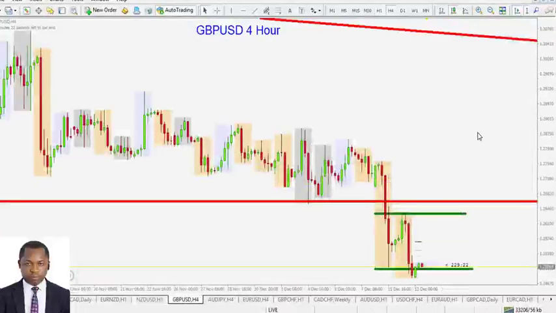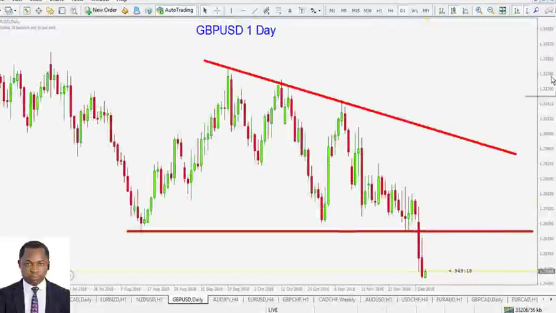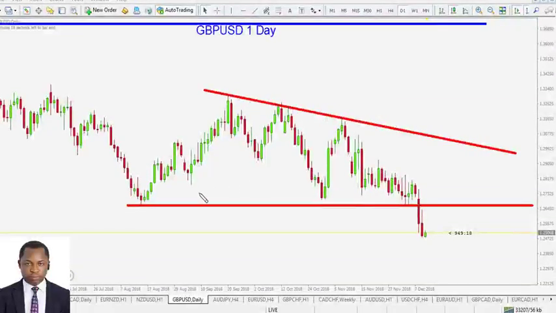Okay, the sterling pound against the American dollar. A breakout of the support zone, but no continuation formation whatsoever. It's just a straight breakout there.